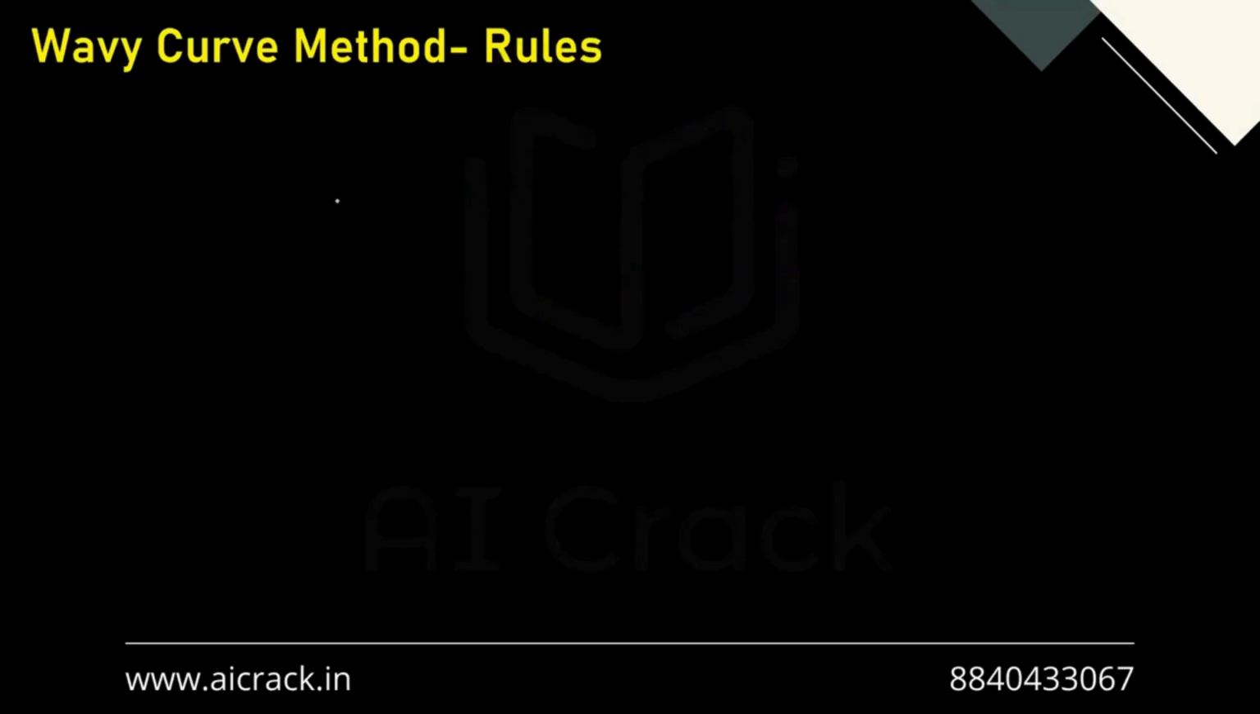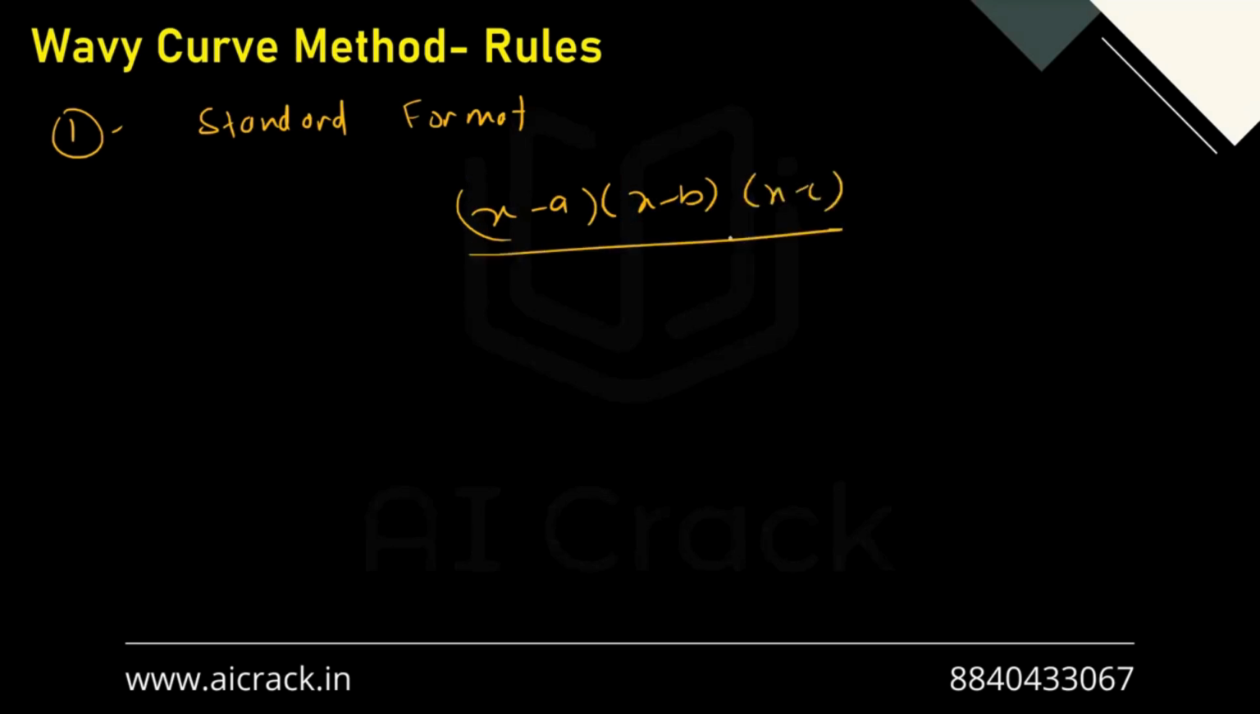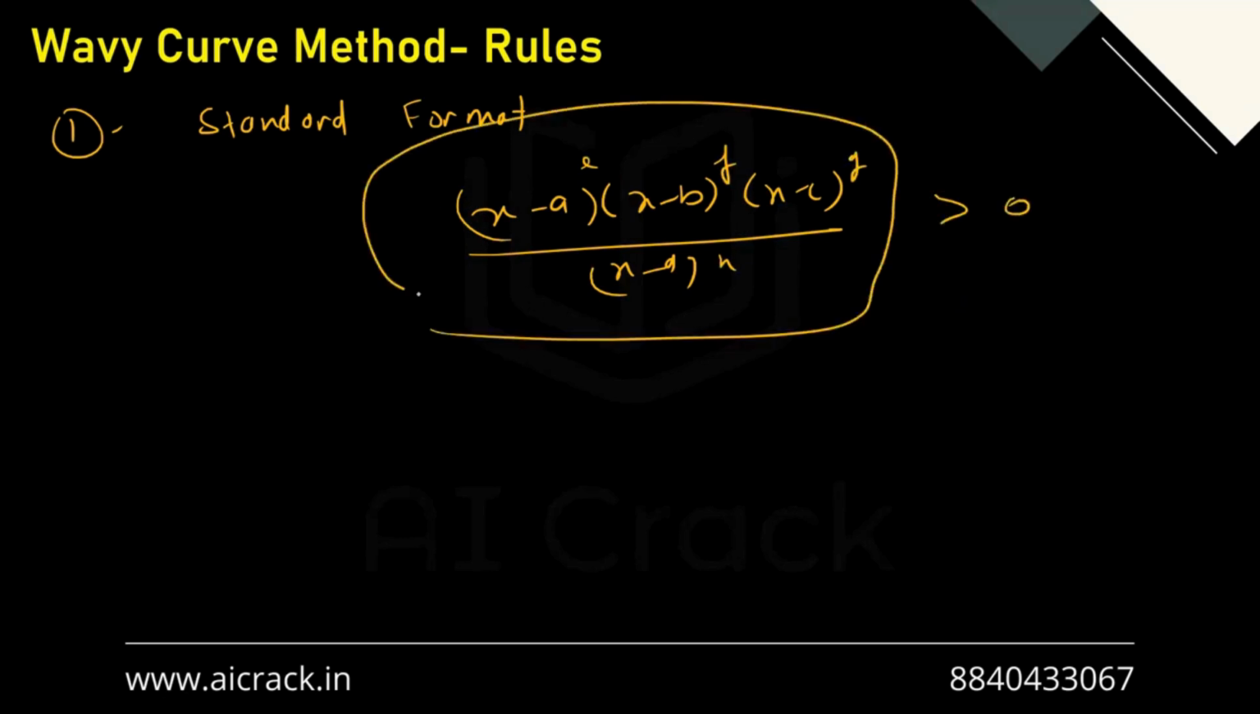Now let's try to summarize all the intuition we have built until now and formulate it under two rules. So the first rule is the standard format. What do we mean by that? Any inequality should look like this one: (x minus a), (x minus b), (x minus c) divided by (x minus d), raised to powers e, f, g, and h, greater than or less than 0, whatever. But it should look like this particular format.